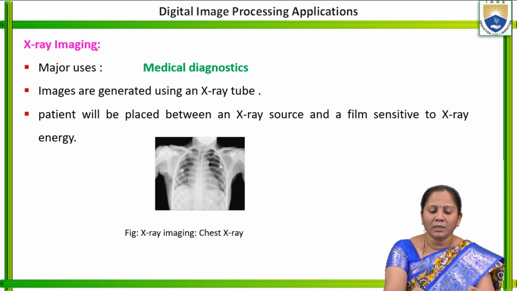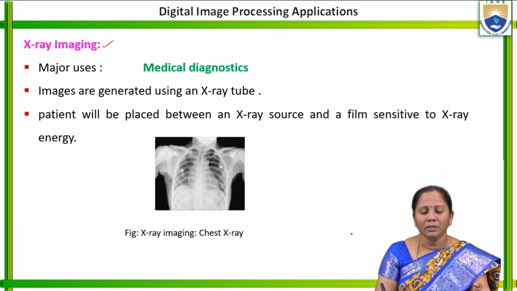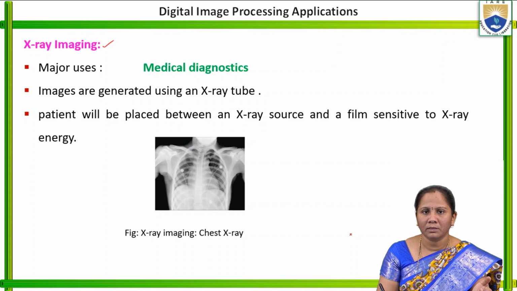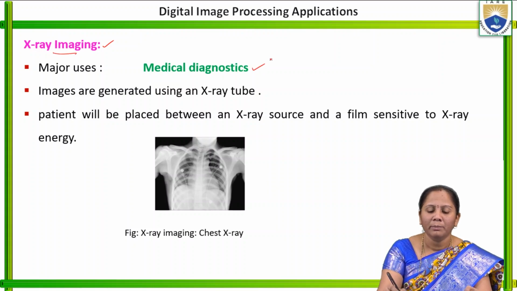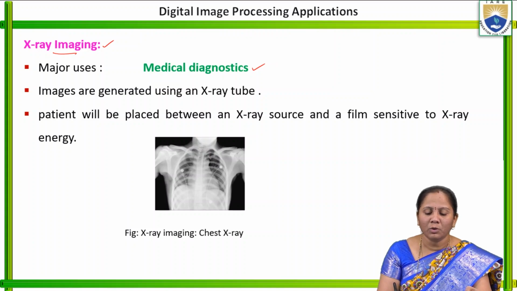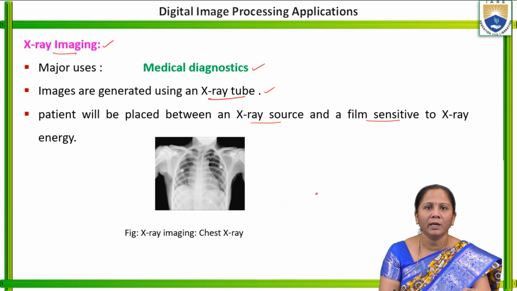The next application is X-ray imaging. All of us are very familiar with how X-rays are taken in order to diagnose any problem. Here the major use of X-ray imaging is in medical diagnostics. What is the process that is happening? Images are generated by using an X-ray tube. The patient will be placed between the X-ray source and the film sensitive to the X-ray energy. Then that particular image will be captured.